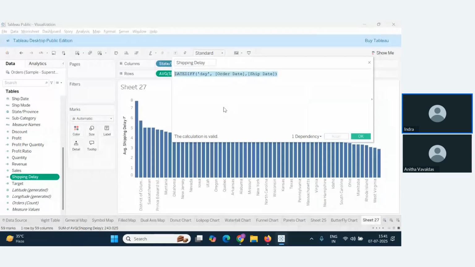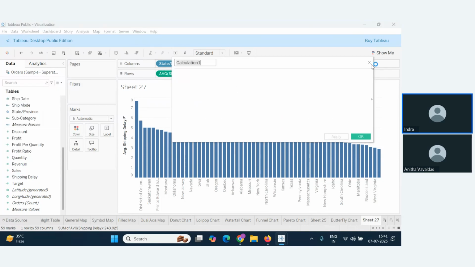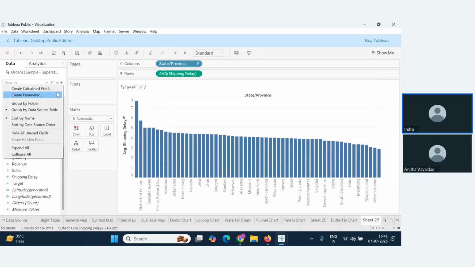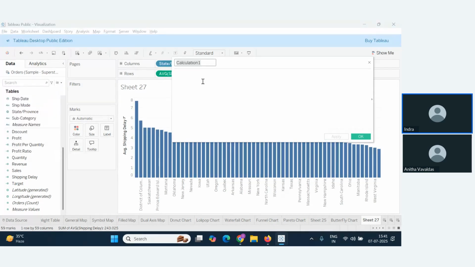Do one thing with the same field. I'll create another calculation field here. Let's say if a particular order is taking more than 2 days to get shipped, I'll consider that as a delay order. Okay, if it is getting shipped within 2 days, I will call it fast shipping.